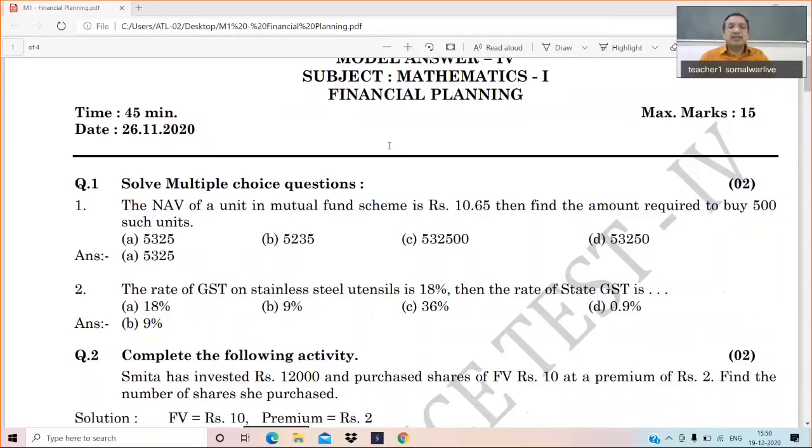Second: the rate of GST on stainless steel utensils is 18%. Then the rate of state GST, that is SGST. SGST and CGST are both half of the total GST. The rate of GST is 18%, so the rate of state GST is 9%.